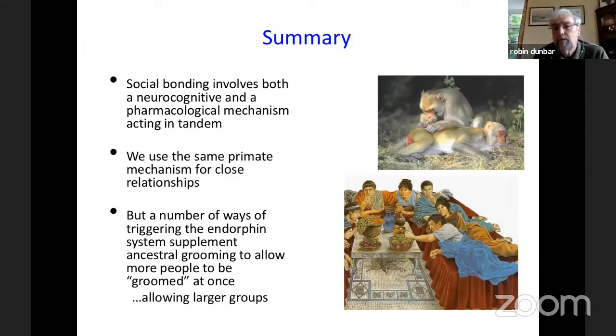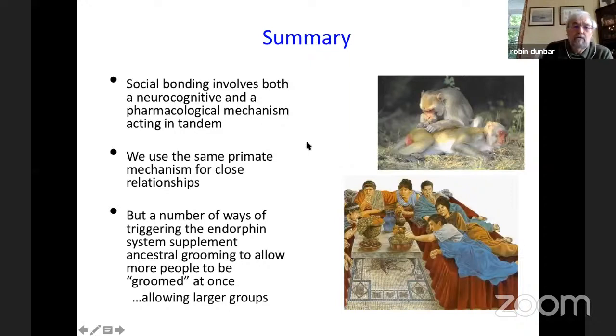Somehow these other activities that we've lit on just happen to activate the endorphin system, and I stress that with the exception of laughter, the others are kind of cultural things we've lit onto and grabbed hold of, if you like, in the course of recent historical evolution, as opposed to deep evolution, to increase the size of our social groups and the friendship groups.